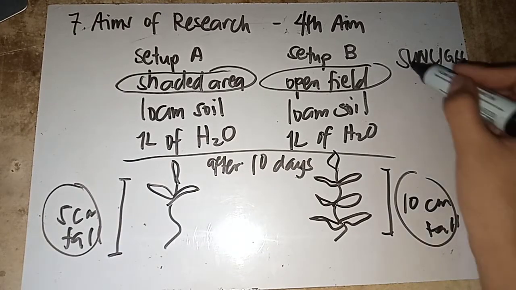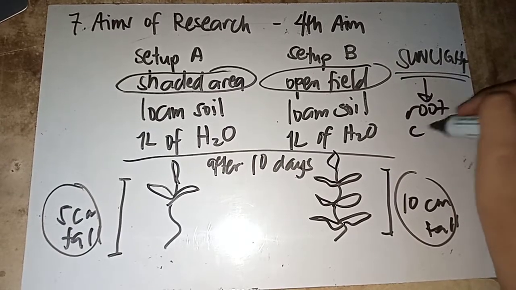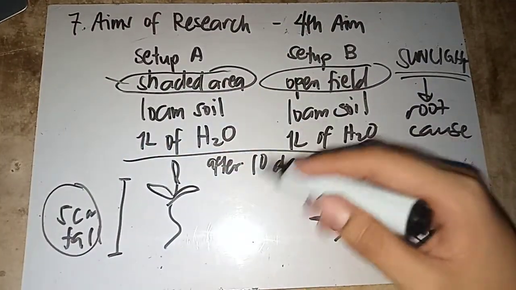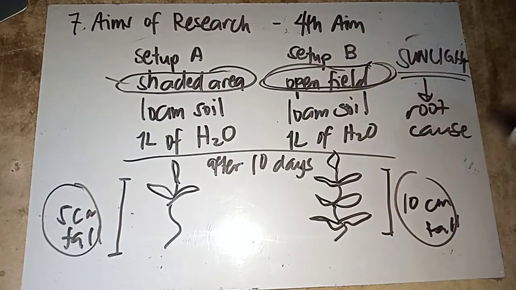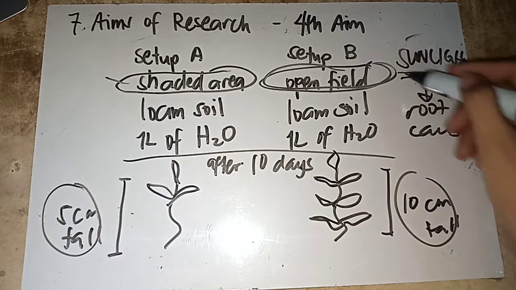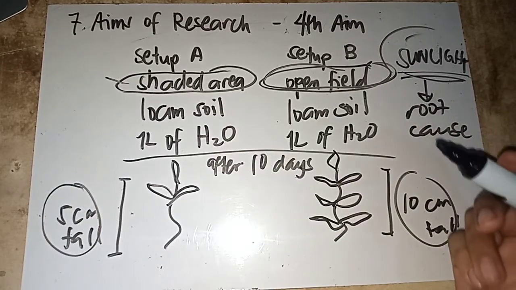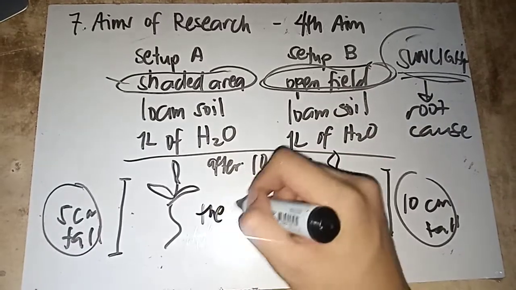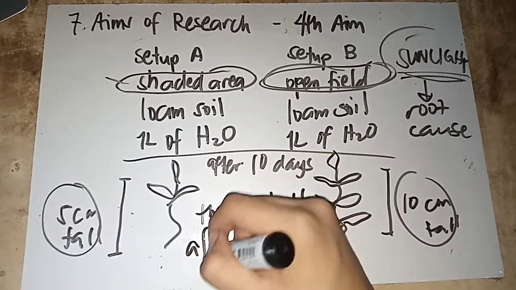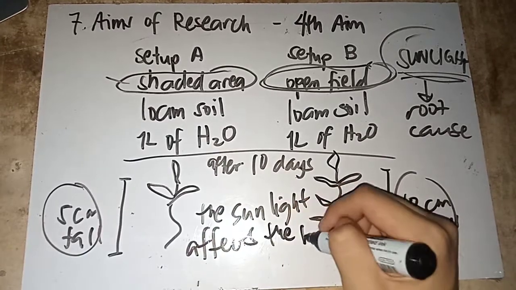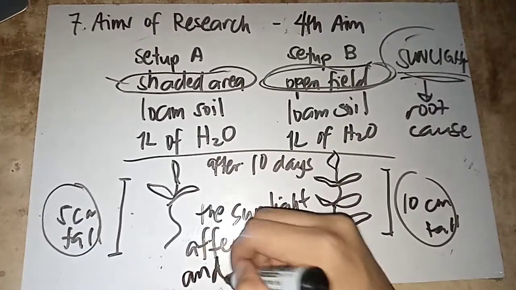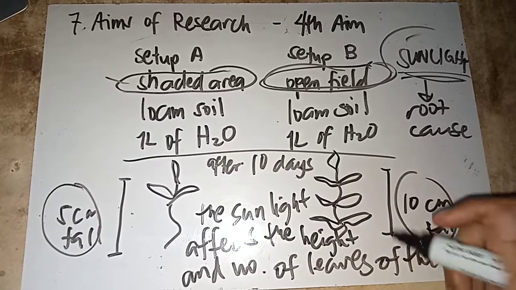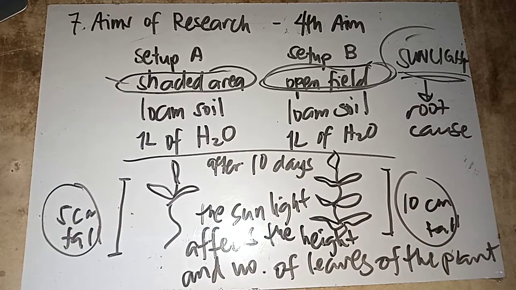Okay, so meaning to say the sunlight was the root cause of all the differences, because in setup A, it was not able to access sunlight, while in setup B, the plant was able to access sunlight. So, you can infer that the sunlight was the root cause of the differences. Meaning to say, the sunlight affects the height and number of leaves of the plant. So that would be our main conclusion. That would be our main observation.